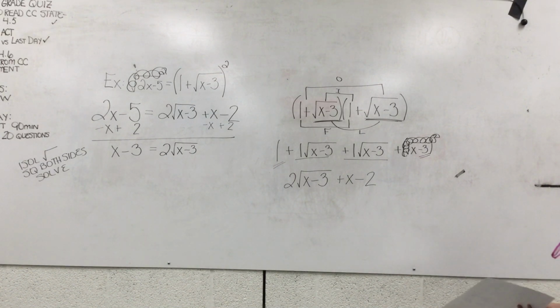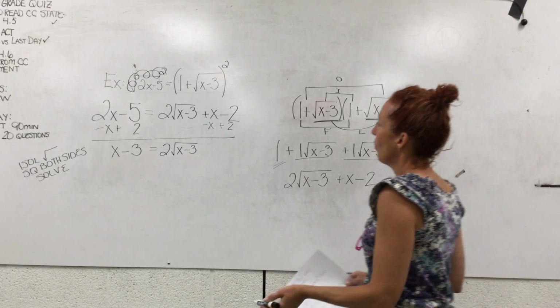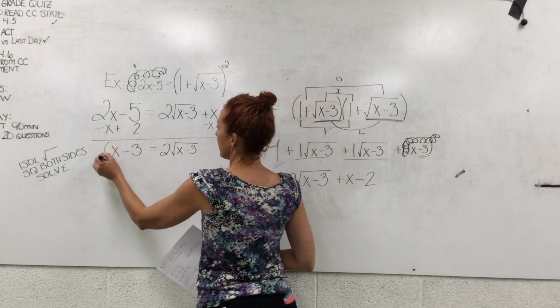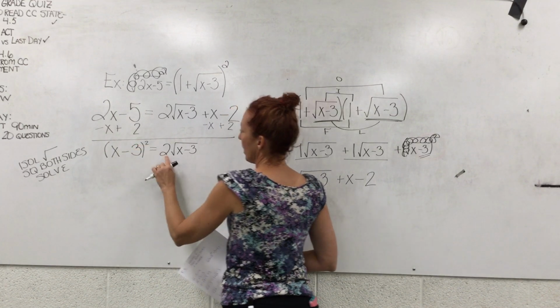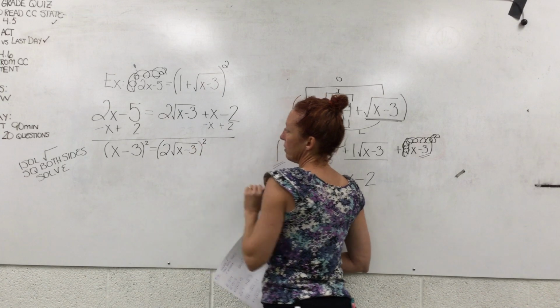So if you want to pause, you can try to finish it up. This is a great opportunity for that. What are we going to do? We're going to square both sides. Okay, what do you do with that 2? Just keep it right in there and square it.